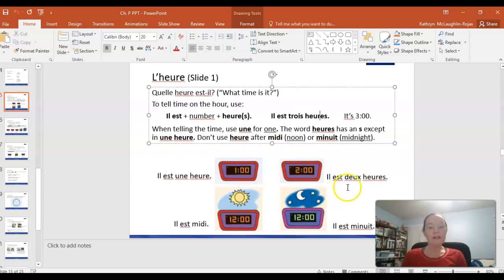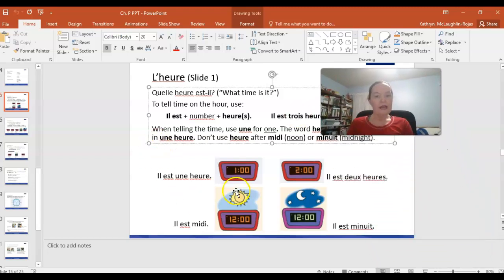Okay, so if we look at some of the examples we see here, I'll move myself up now. We have various times on the clocks here. So if you want to say it's 1 o'clock, that would be il est 1 heure. And notice that we're using une and not un because heure is feminine. So il est 1 heure. Il est 2 heures. Deux, the X is normally silent on the end, but because it's before a word that begins with a vowel, we're going to use a liaison there. Il est 2 heures.